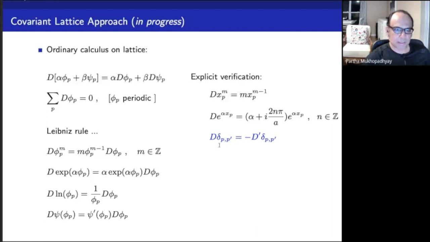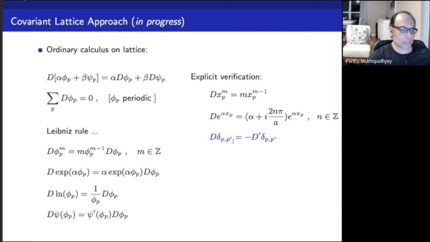You remember, in the continuum, you have a Dirac delta function of x minus y. Then the derivative with respect to x is the negative of the derivative with respect to y. This is the analog of that on the lattice, where the Dirac delta is replaced by the Kronecker delta. And this property is satisfied only by D, not by D plus and D minus. So D plus minus will satisfy all the other properties on this slide, but not this one.